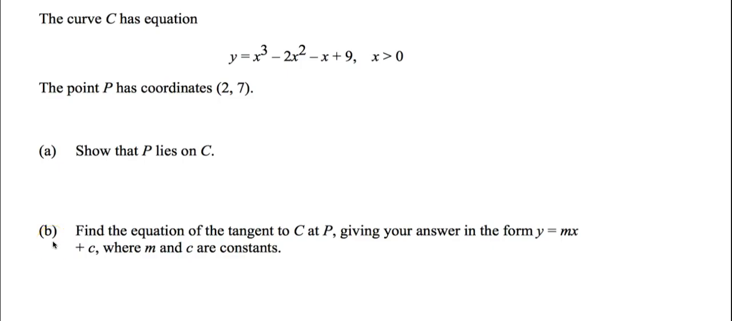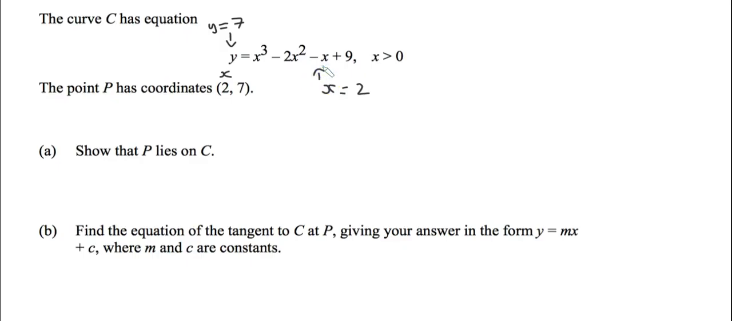Okay, so let's look at a typical exam question. The curve C has equation y equals x cubed minus 2x squared minus x plus 9, and the point P has coordinates 2, 7. Show that P lies on C, the curve. The first bit should be straightforward. All you need to do is sub in 2 as the x coordinate, because remember this is an x coordinate here, and sub in y is 7 into here, and just show that algebraically the whole thing makes sense.